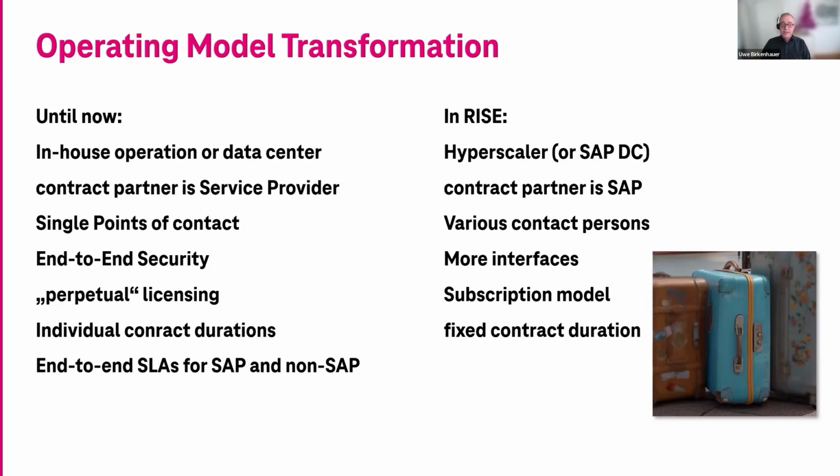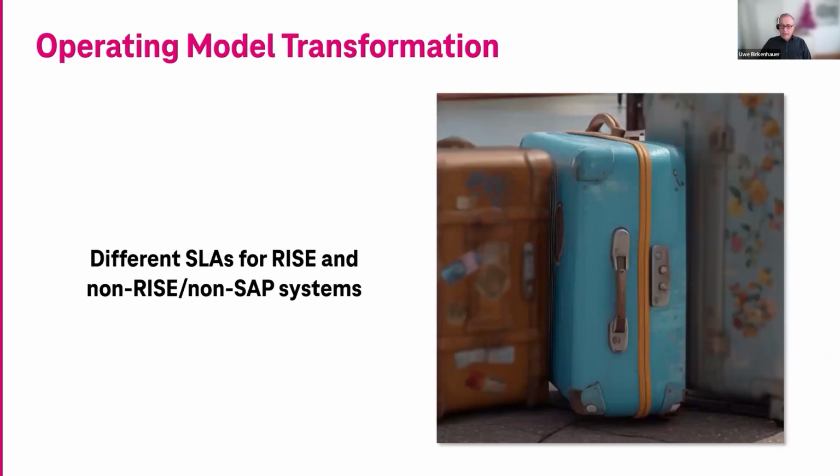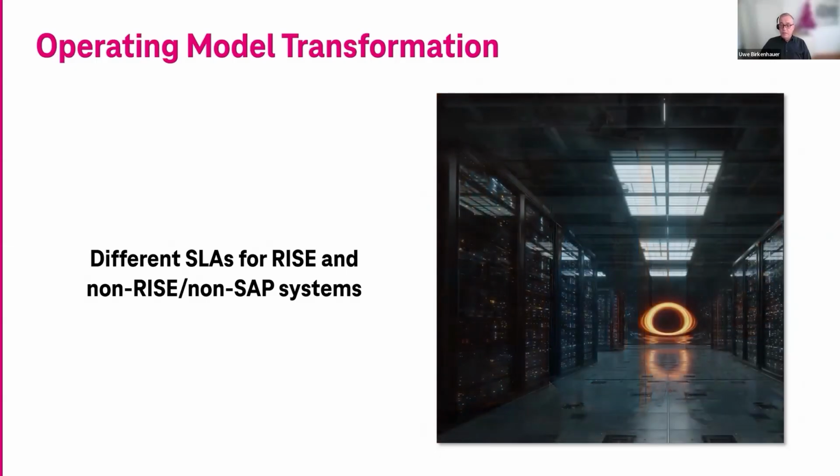And there are other changes. The model changes from perpetual to subscription-based. You may have different SLAs. And what does this mean? You may have different SLAs for your RISE and your non-SAP systems, because SAP is the owner of the SLAs. And this could mean, for example, that you have a kind of black hole in your data center when it comes to SLAs, and SAP can change those SLAs and the requirements towards Cloud ERP at any moment.